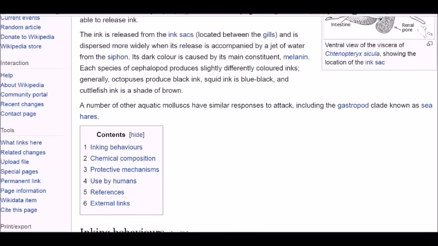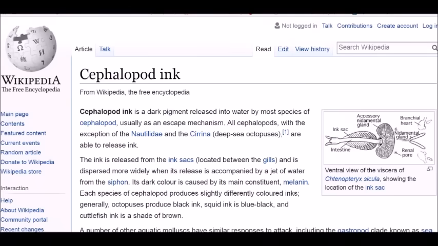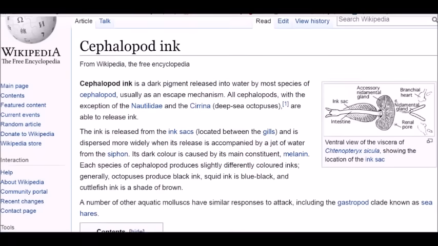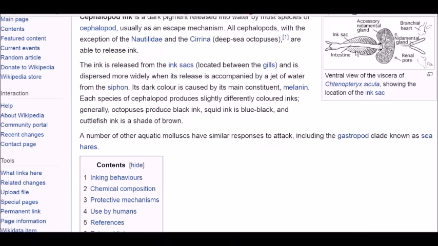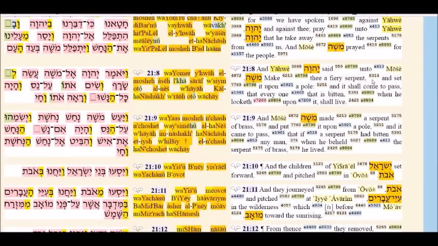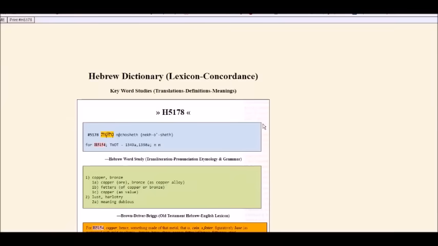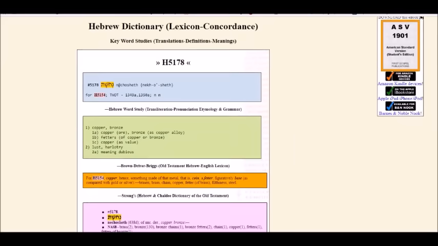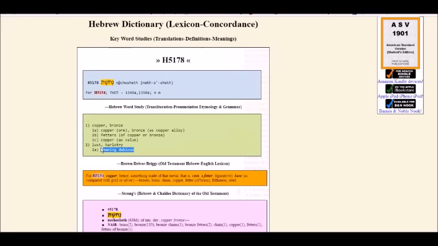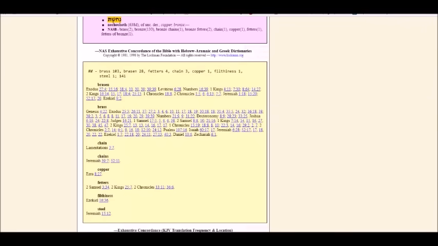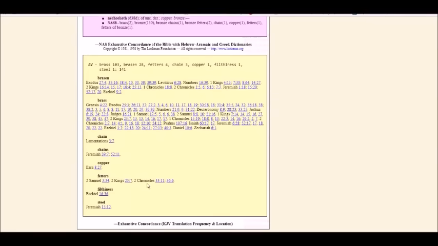Squids give off this cephalopod ink, and in fact the ink is blue. Squid ink is blue-black. It's blue because this is a copper-based organism. Now, if you click on this, it will tell you that the word for brass actually means dubious. Copper means unclean. Filthiness, right here, is how it's used in Ezekiel.